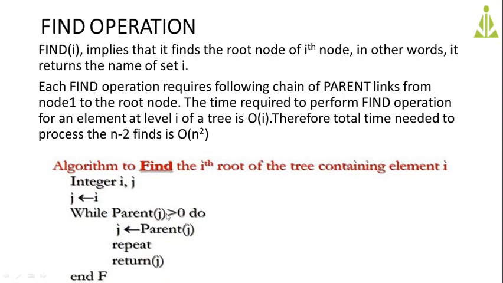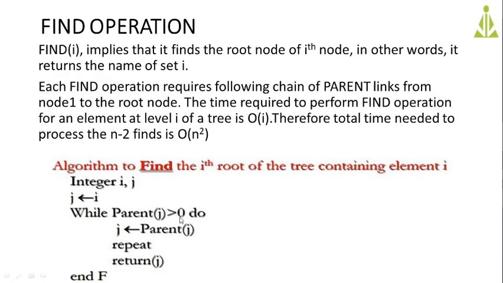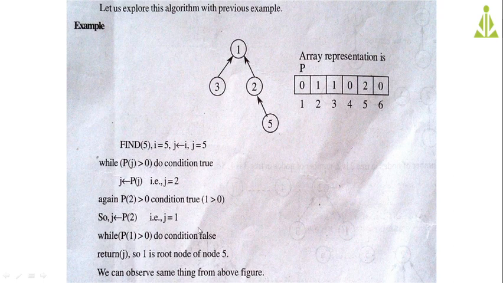If you find difficulty here, we will take one example, then you can easily understand this concept. While checking, the parent of j must be greater than 0. If it is greater than 0, then do this operation; otherwise return the j value, whatever value is present in j. Okay, let's take the example.